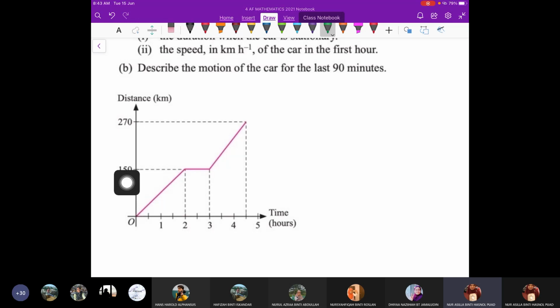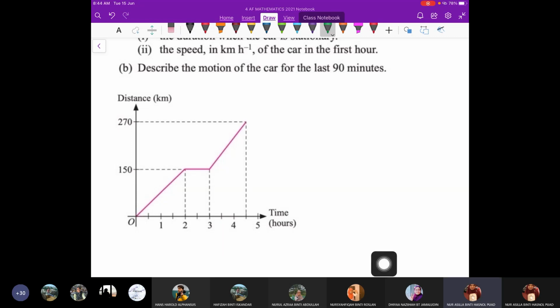So dia cover 150 km. So dia berhenti. So dekat sini dia berhenti. Mungkin dia pergi toilet ke ataupun dia makan, solat, semua. So dia berhenti kereta dia selama 1 jam. Okay. So dia tak bergerak. So selepas 3 jam baru dia start bergerak semula. Dia pergi lagi dan dia cover sehingga 270 km in total. Dan perjalanan tu diteruskan selama 1 jam setengah.